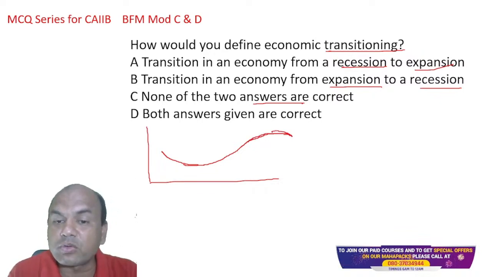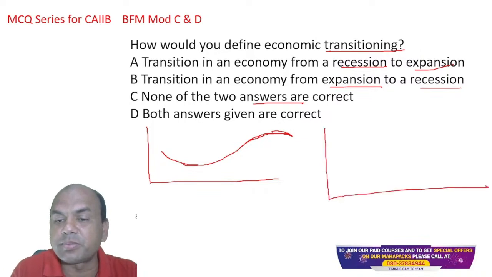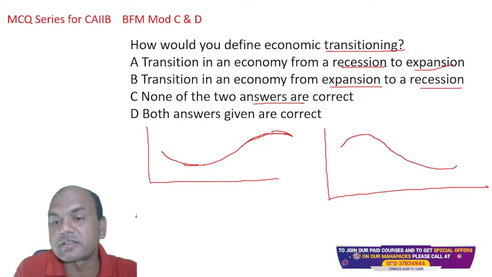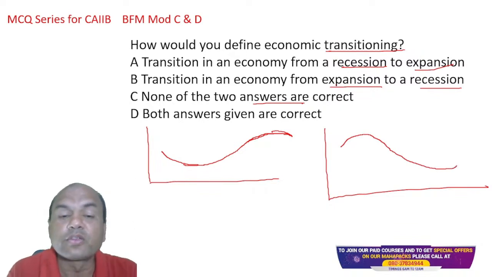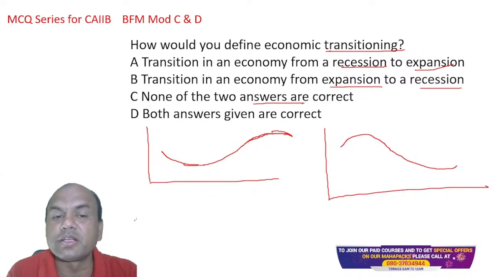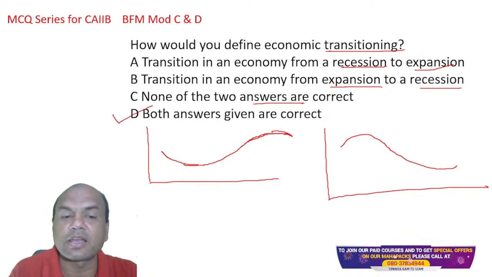From expansion to recession, B. Let's plot this. So this is also true. Both are transition curves only. So both the answers are correct.